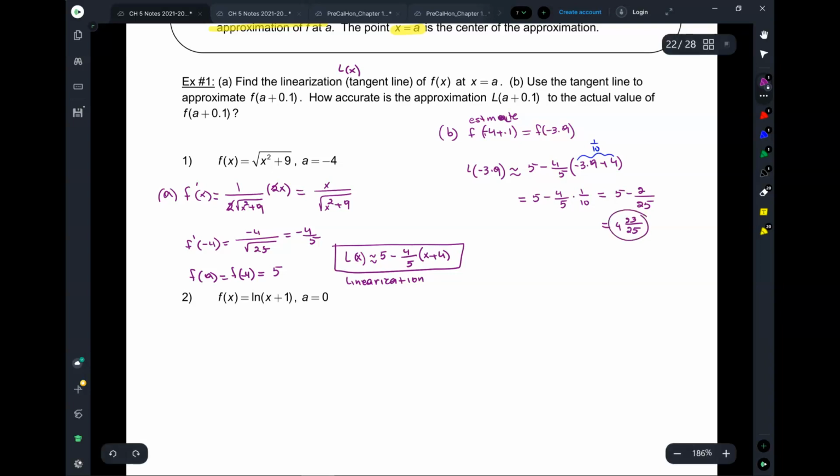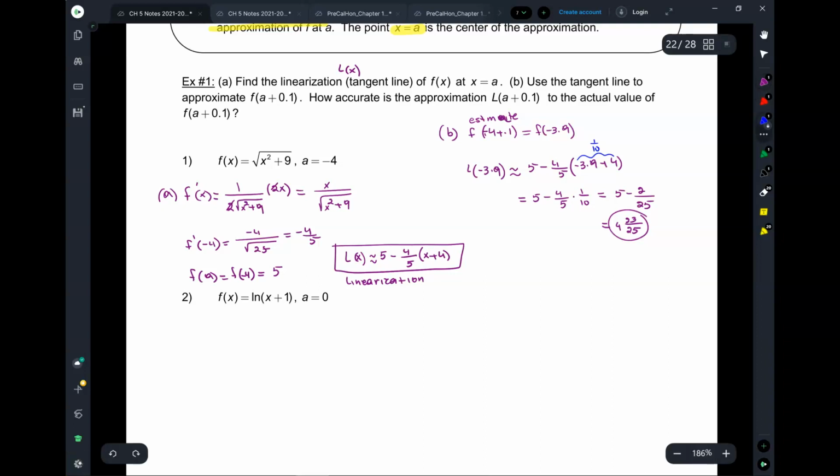So that is the approximation. Look at what you did. You actually evaluated this f of x at 3.9, right? You would never have been able to do that before, or at negative 3.9, without this. Now, while I take questions, please take out your calculators. I want you to approximate that using your calculator.